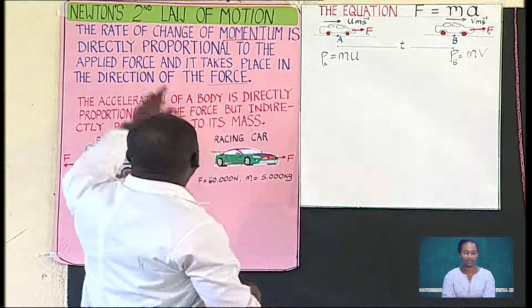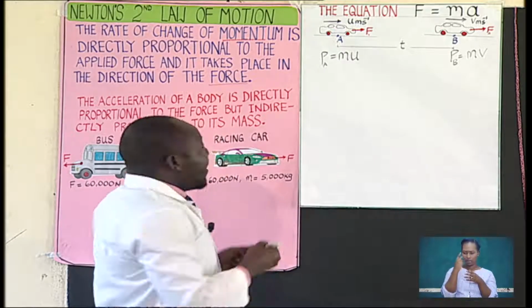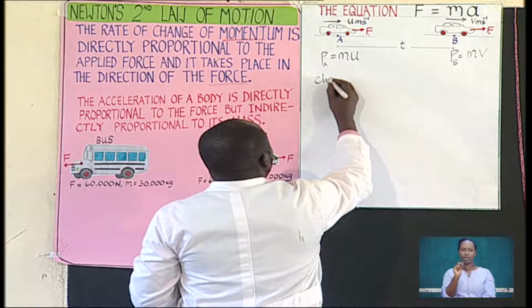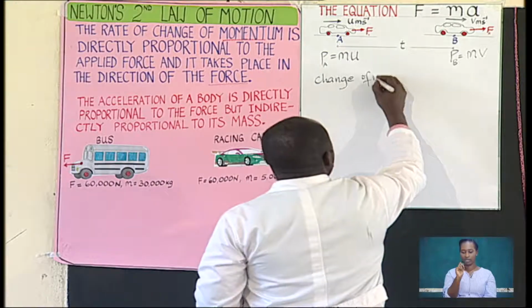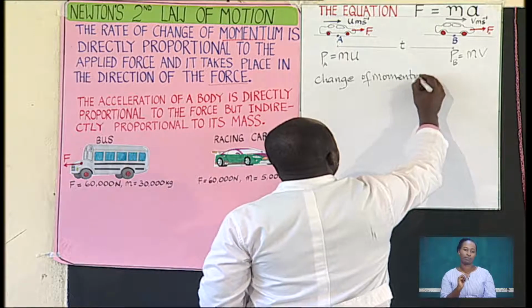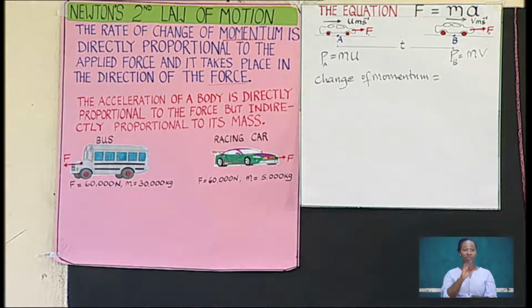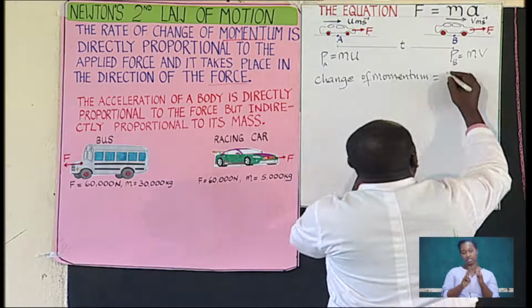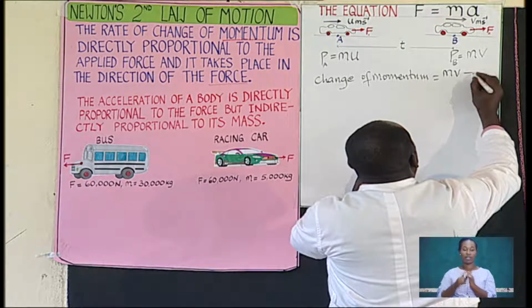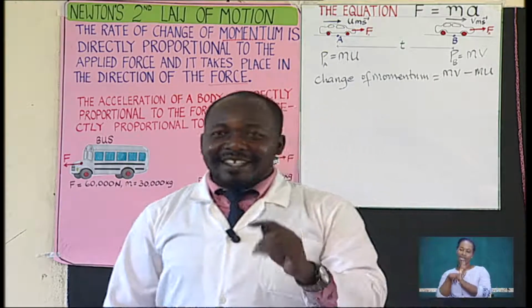Okay? They're telling us rate of change. Before we look at rate, let us look at change of momentum. So, change of momentum is going to be, just like we looked at change in velocity, final velocity minus initial velocity. So change in momentum is going to be final momentum, which is mv, minus initial momentum, which is mu. So that is change in momentum.